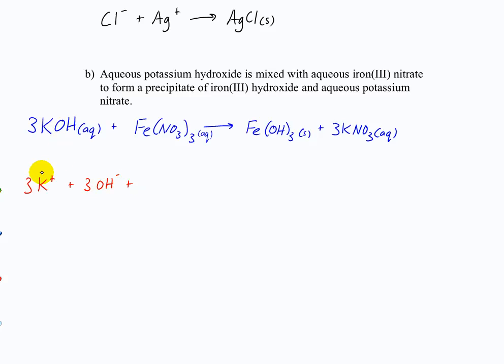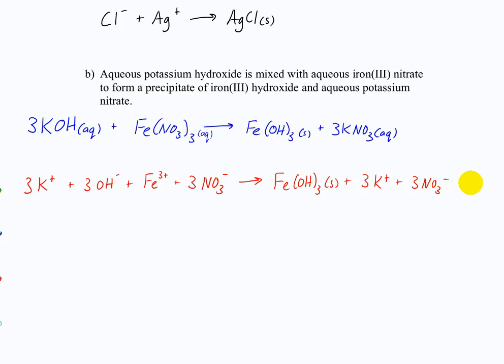So we're going to split that up into 3 potassium ions and 3 hydroxide ions. And then we're going to split this one up into an iron 3 plus, or plus 3 if you prefer, and 3 nitrates. Why three nitrates? Because there were three nitrates in the ionic compound here. And then we have this solid product, iron hydroxide. And then once again, three potassium ions and three nitrate ions.